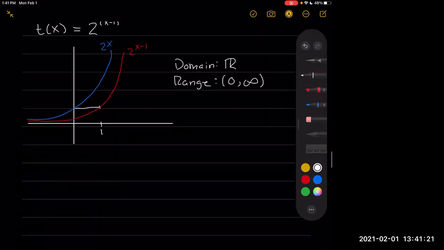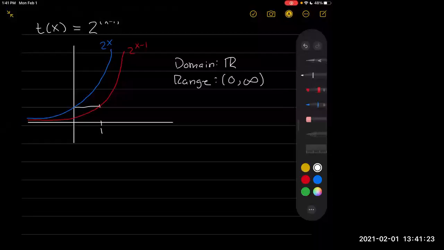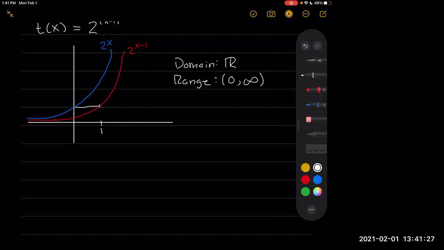Okay, so now we're going to move on to the next section. Sorry, my pages are sticking together.